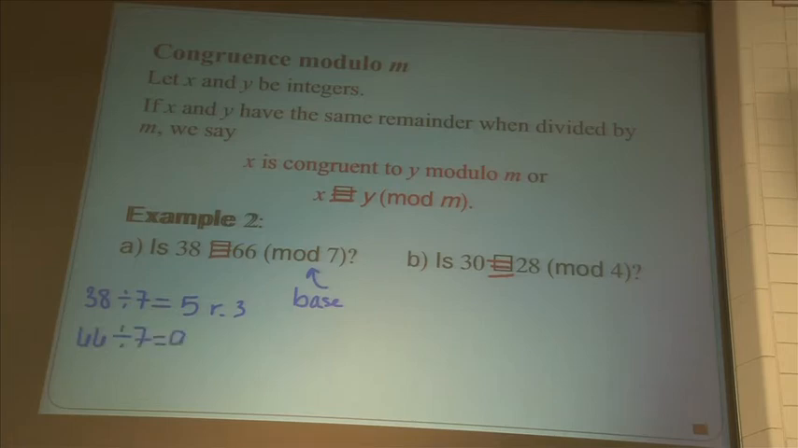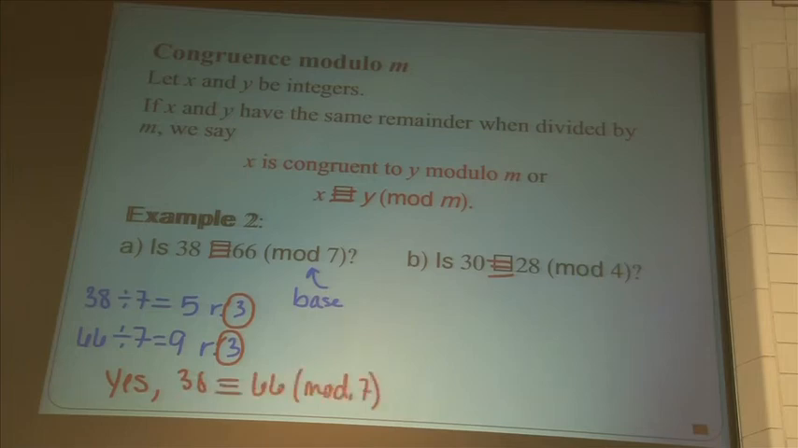Going to be, what, 9? Remainder 3. We're talking about modular arithmetic, so I don't care about the 5 and the 9. All I care about are the remainders. This is remainder 3. That's remainder 3. So, yes, these are congruent. 36 is congruent to 66 mod 7, only looking at the remainders.